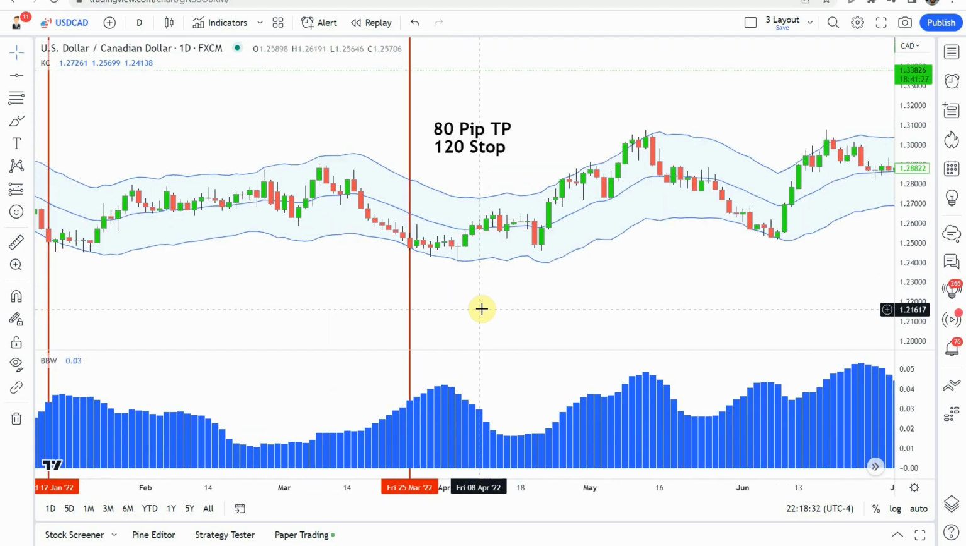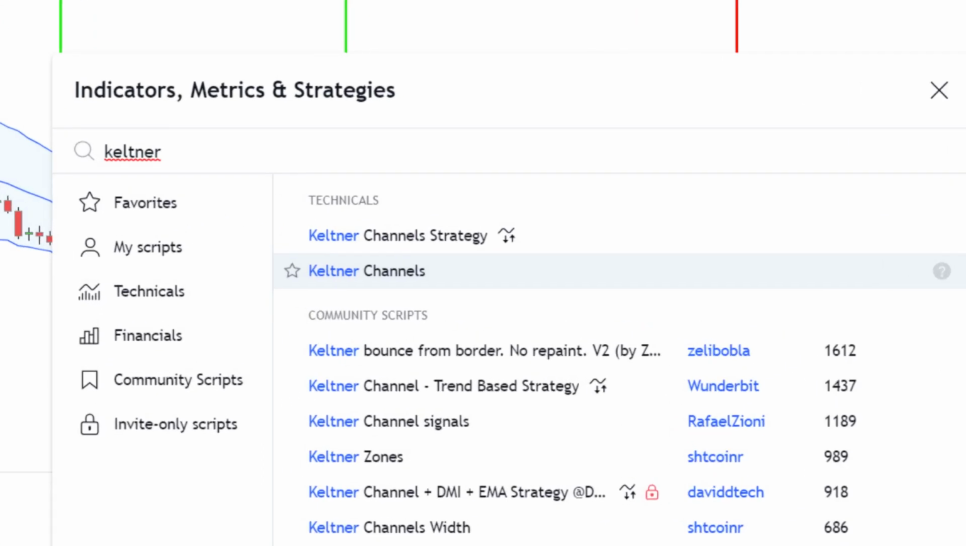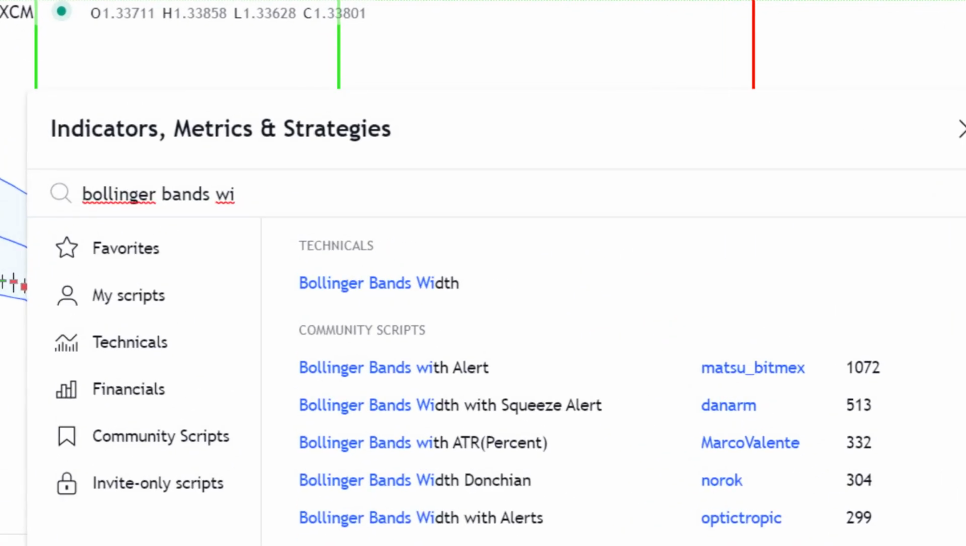So let's go over this strategy in some more detail. As I said, the strategy consists of two different indicators. We have the Keltner channel here on top, and we have the Bollinger Band width indicator here on the bottom.